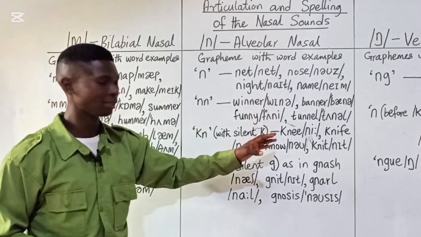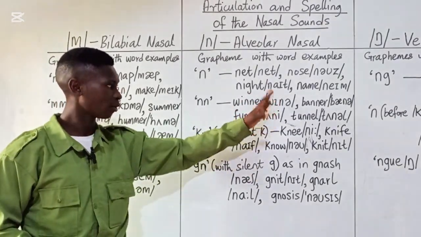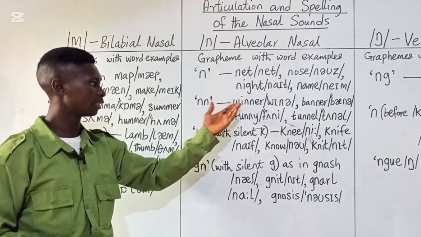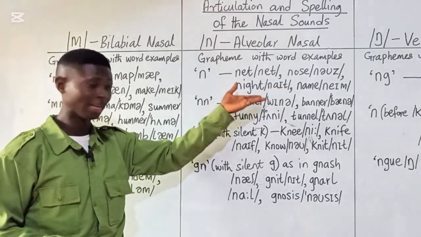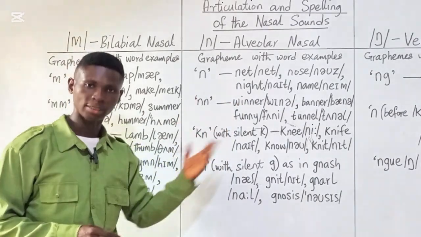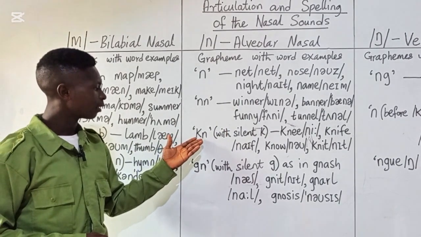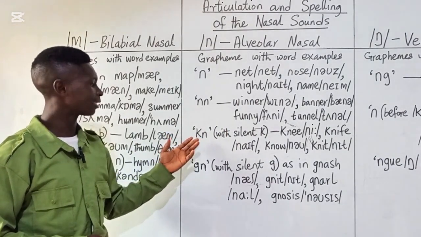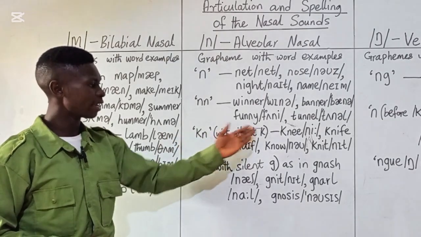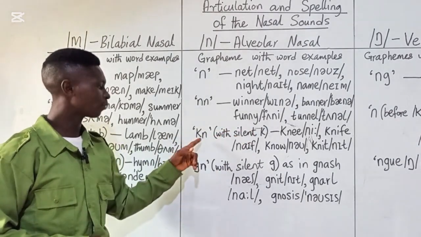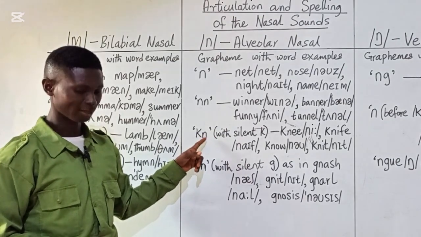So take note of this. We don't have a double sound. We have only one sound representing the two letters. Then in this particular grapheme, that is KN, the K is silent. Hence, we're left with what?